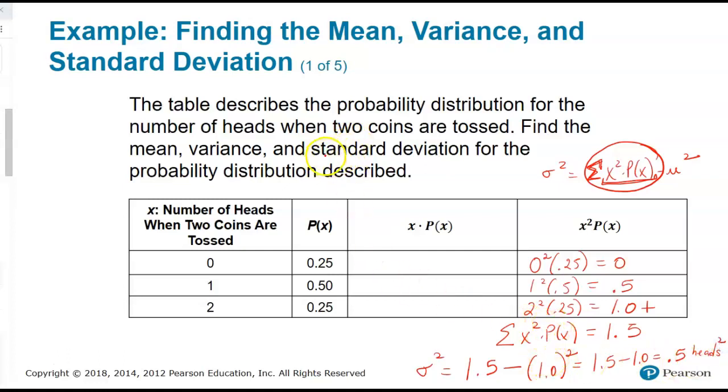Okay, we want to last find our standard deviation. Standard deviation is simply the square root of our variance. So I'm going to take the square root of the 0.5, and I'm going to get 0.707. We typically round these to 1 decimal place in chapter 5, so that's going to be 0.7 as my answer. So that's going to be the standard deviation for this problem.